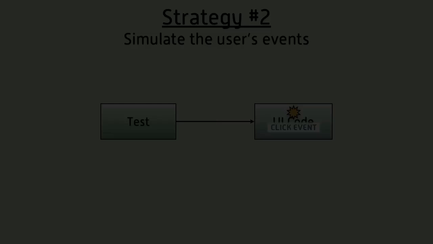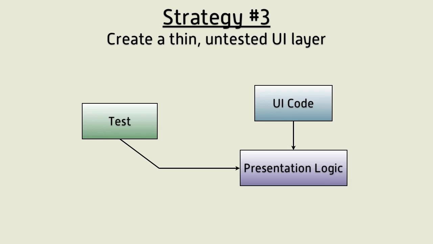A third strategy is to create a thin, untested UI layer. You may have heard this as using a presentation layer. The way this works is you avoid the event system entirely. Instead, you extract out all your presentation logic from your UI code. You keep your UI code as thin as possible, and you test the presentation logic rather than the UI code. One way to do this would be to create a fake event, send that into your presentation logic, and see what happens.